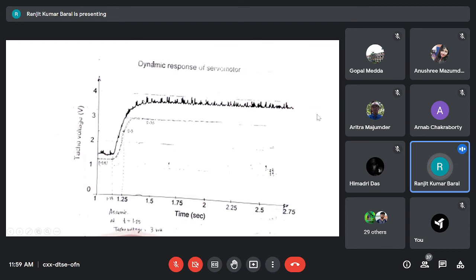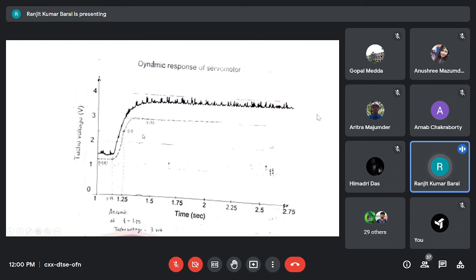This is the real response taken in a strip chart recorder. We can see that these are the noises because of vibration. This is the reading from the tacho generator, a continuous recording from the tacho generator. These are the time stamps. And from here we can say this is very similar to a first order system.